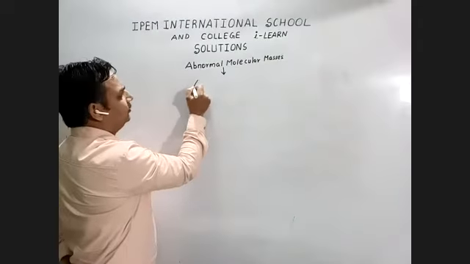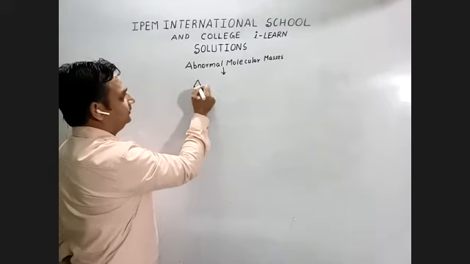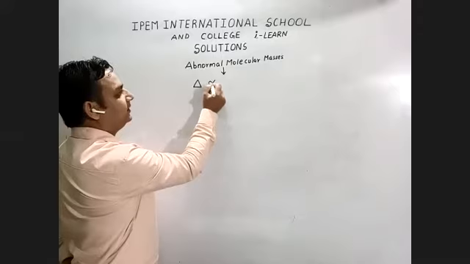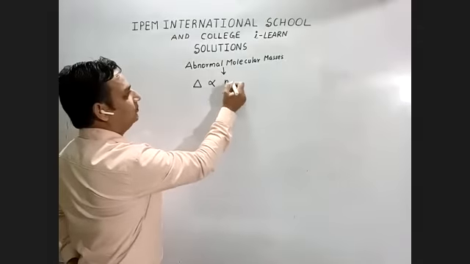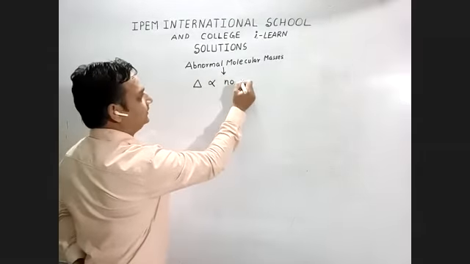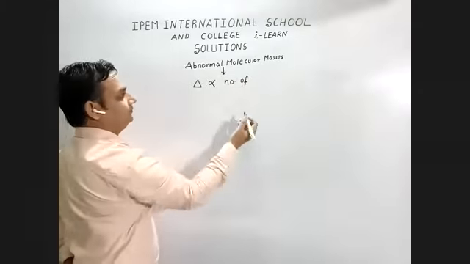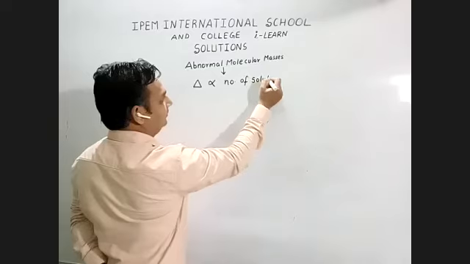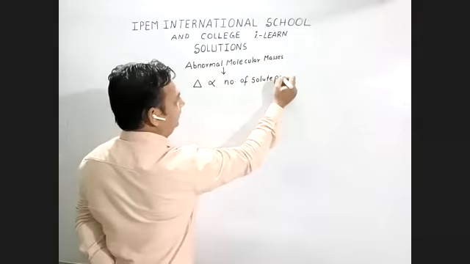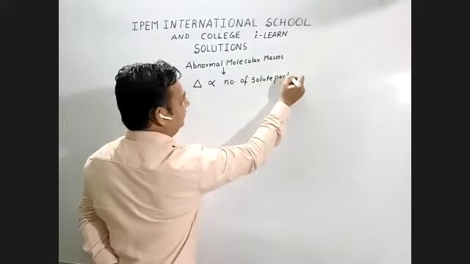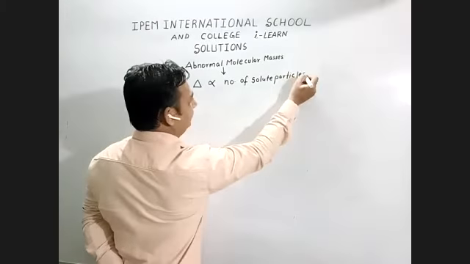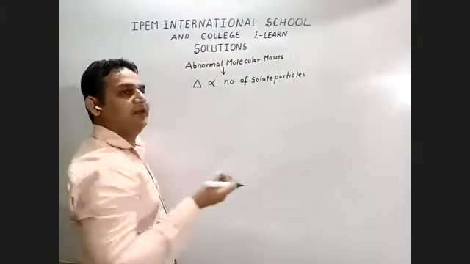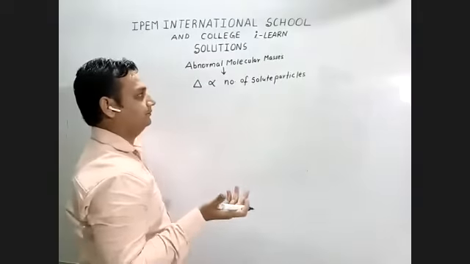We have studied four colligative properties, and these colligative properties depend upon the number of solute particles. They are directly proportional to the number of solute particles. They do not depend upon the chemical nature, right?